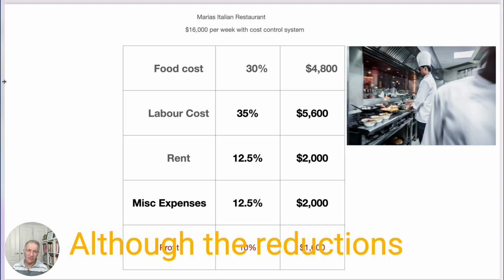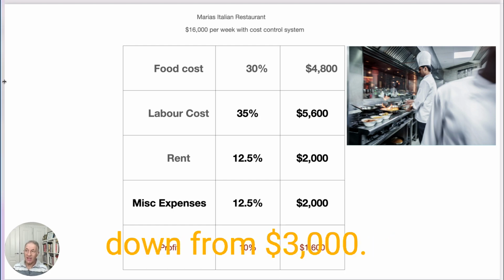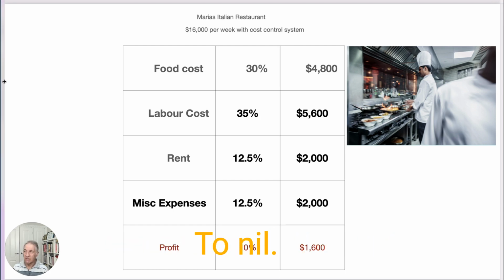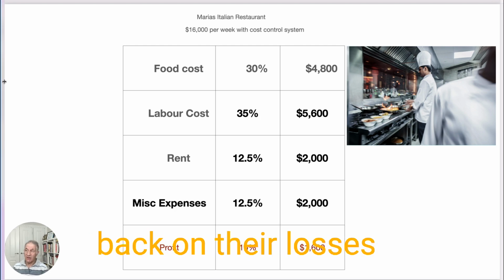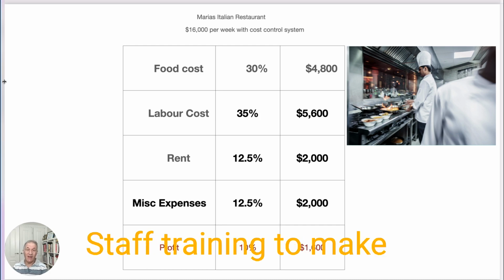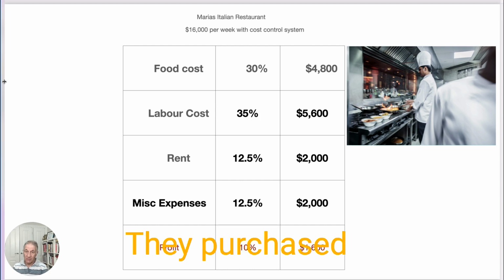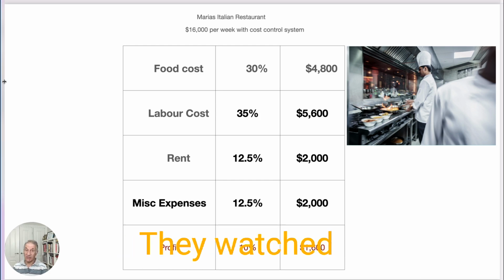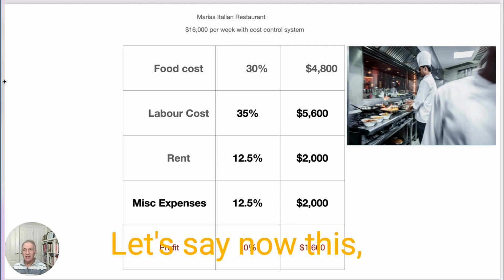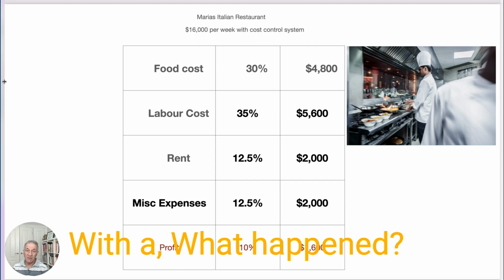Although the reduction in sales was unavoidable, as I said before, profit went down from $3,000 to nil. They managed to cut back on their losses and employed at least one of the systems, a good portion control system, staff training to make sure their recipe cards were being followed. They had purchasing specifications. They watched their purchases. Things could have been a bit different. Let's see now this restaurant again with what happened.